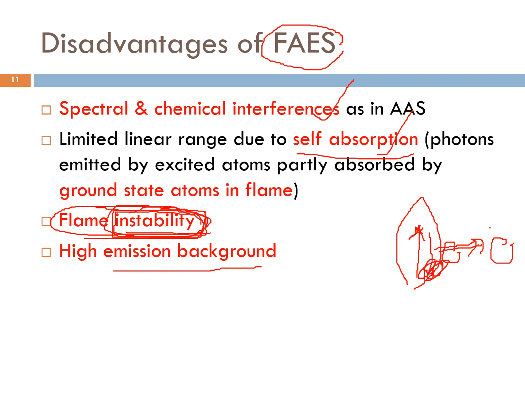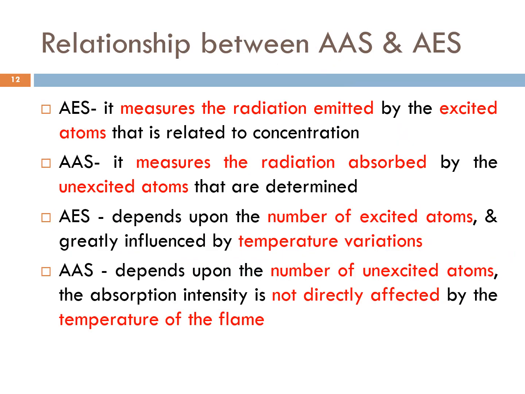Okay, high emission background ni, instead of your sample, ada juga emission from the background. Background ni ada elemen beside aside your sample, contohnya combustion product ke apa ke. Okay, so the relationship between AAS dan AES.